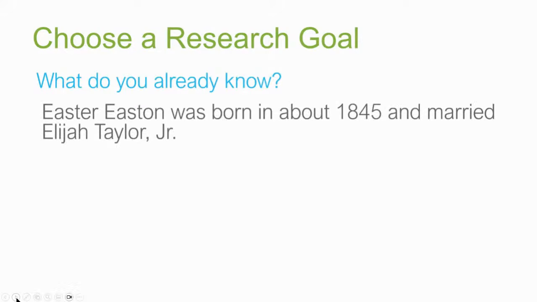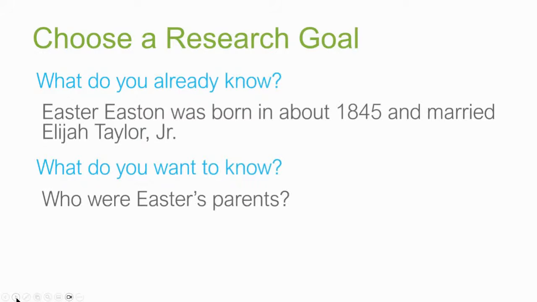When I'm writing a research goal, I ask, what do you already know? In this case, I know that Easter Easton was born in about 1845 and married Elijah Taylor Jr. The next question I ask is, what do you want to know? Well, I want to know, who were Easter's parents?